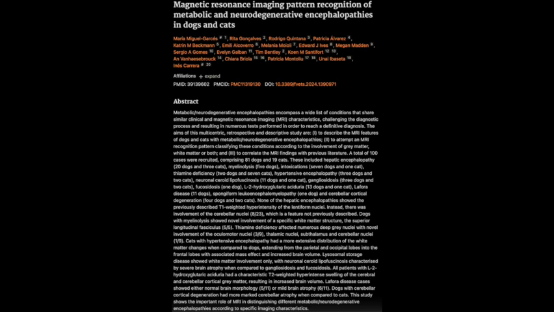Lafora disease, spongiform leukoencephalomyelopathy, and cerebellar cortical degeneration. Wow. Okay, so they covered all their bases. Yeah, they tried to be as comprehensive as possible. It sounds like it. Both common conditions and some really rare ones.